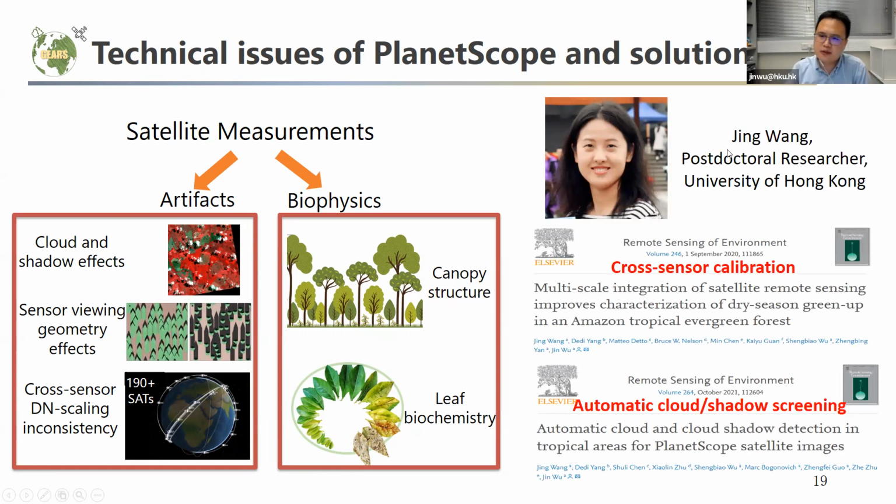And my postdoc, Dr. Jin Wang, during the last 2 years has been developing some technical advances. I think we have already addressed most of these issues now. One is, in order to address the sensor viewing geometry effect and also the cross-sensor DN scaling inconsistency, we came up with a new approach to calibrate the PlanetScope data to a benchmark like Landsat data. And recently we also developed an automatic cloud and shadow screening approach so that it can facilitate this kind of data processing at a large spatial scale.